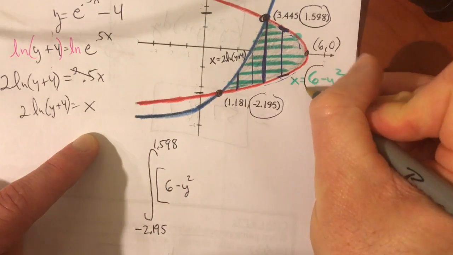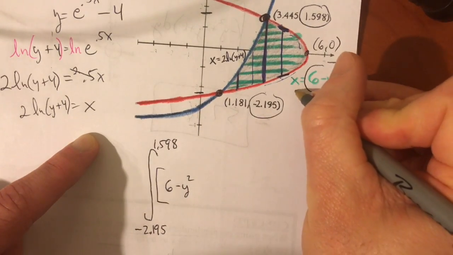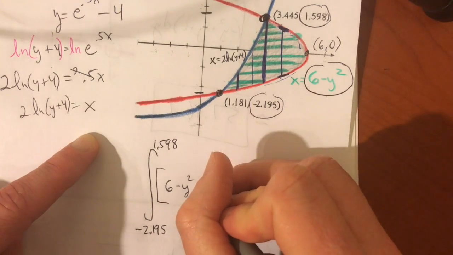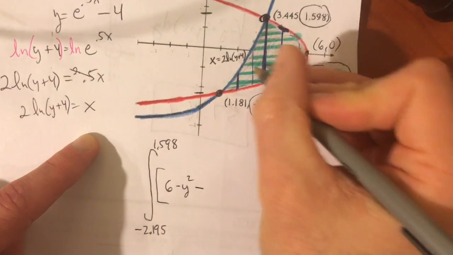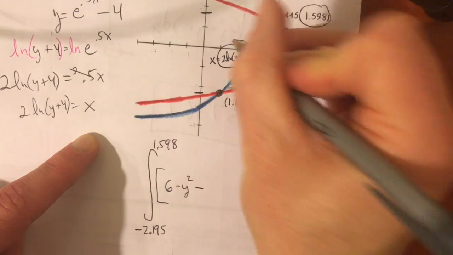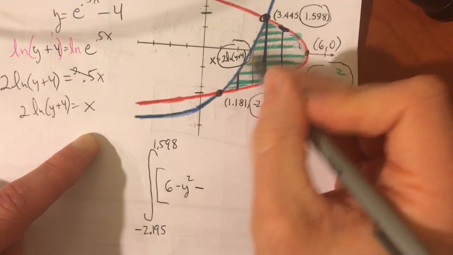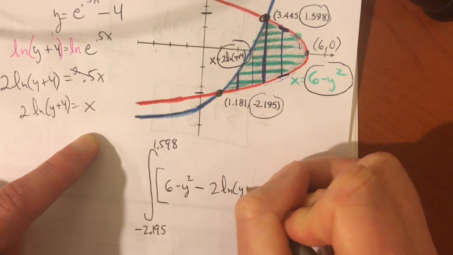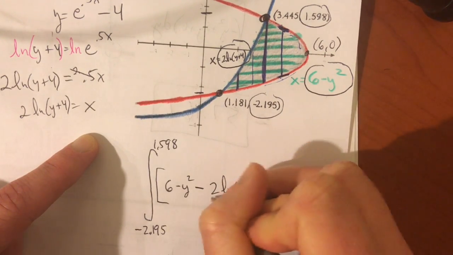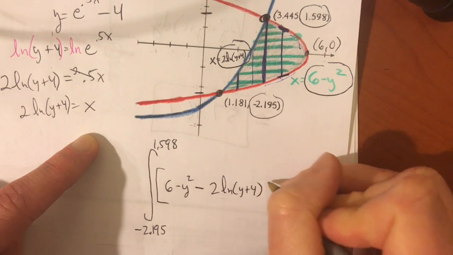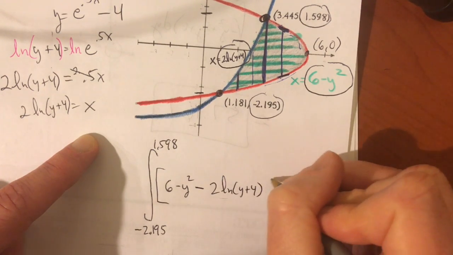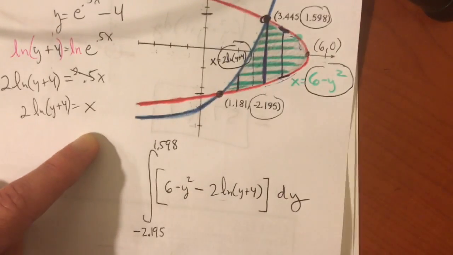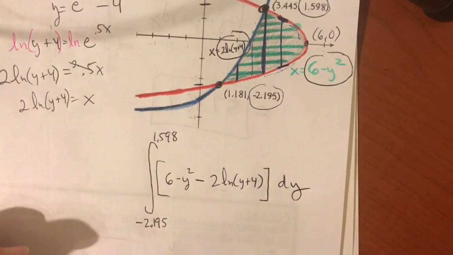And again, you're just using the portion that represents x. The 6 minus y squared stands in place of x, minus the left. And the left is this expression for x for the blue, which is 2 ln of y plus 4. Be careful to use parentheses if you need to. We don't on this particular one, but if it had multiple terms, you'd have to distribute that negative, or at least use parentheses. And then dy, all with respect to y.